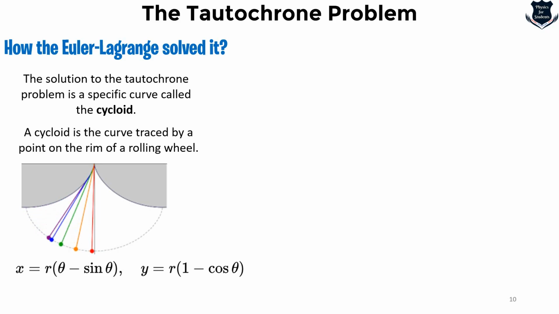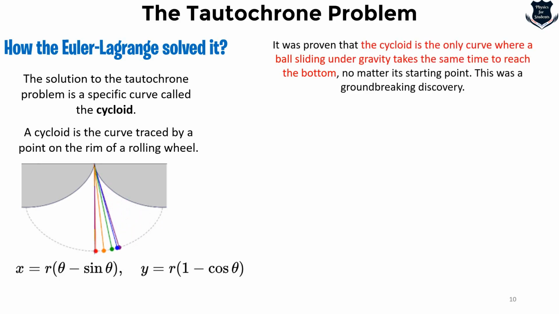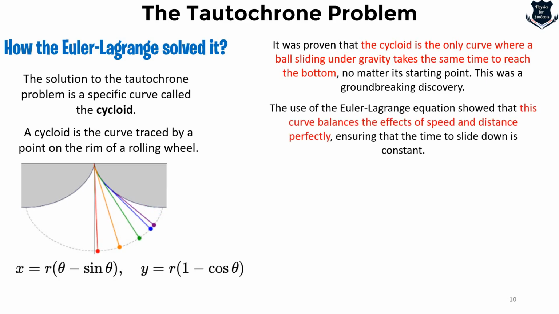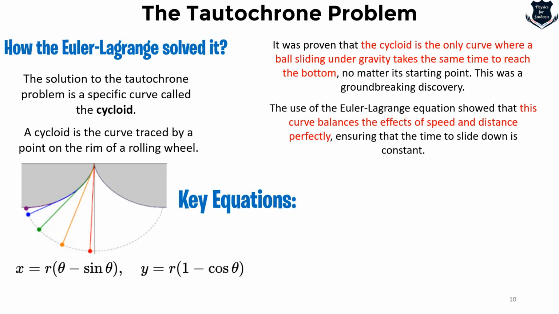So if we solve the differential equation of the cycloid, we get this one: x equal to r (theta minus sine theta), and so on. It was proven that the cycloid is the only curve, or you can say this is the shape that the curve is going to take under gravity, to take the same time to reach the bottom. And the Euler-Lagrange equation showed that this curve perfectly balances the effects of speed and distance, and ensures that the time to slide down is constant. So theta is the parameter, and r is the radius generating the cycloid.